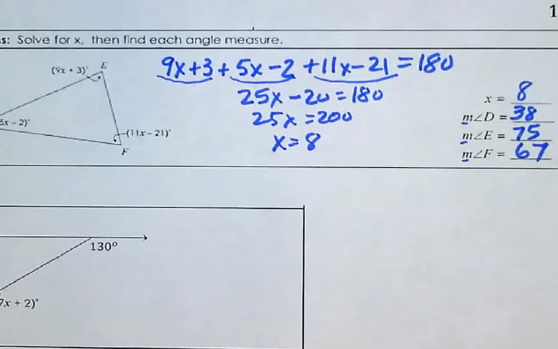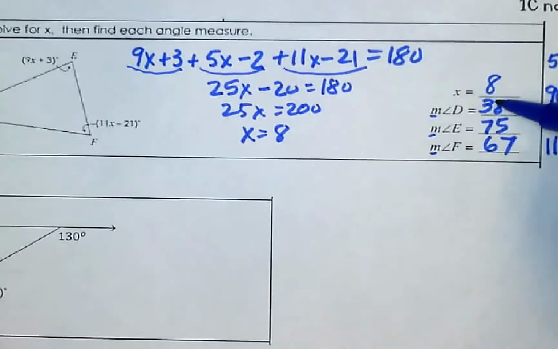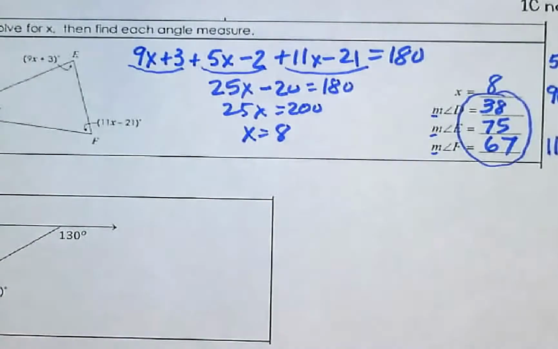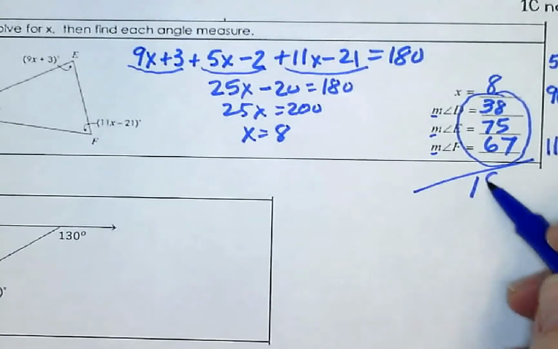Now there's absolutely no way you should miss any of these, because now you can check to make sure you substituted right by taking these 3, the 3 angles that you say are in that triangle. If you add them up together, you should total 180 degrees, which it does.